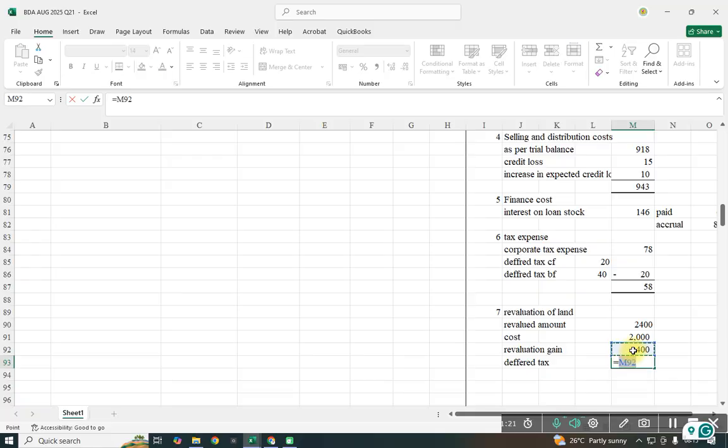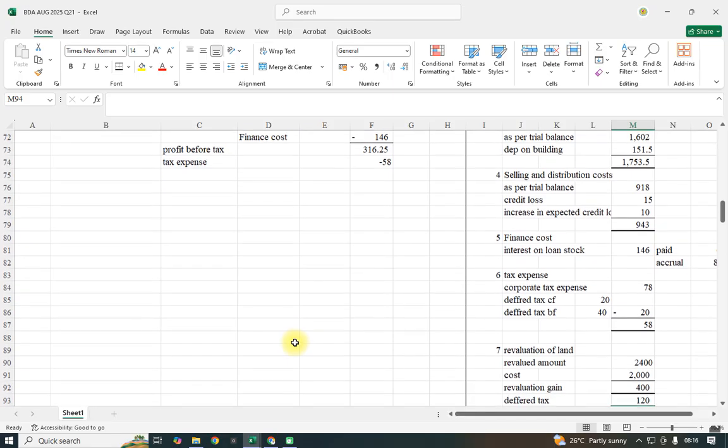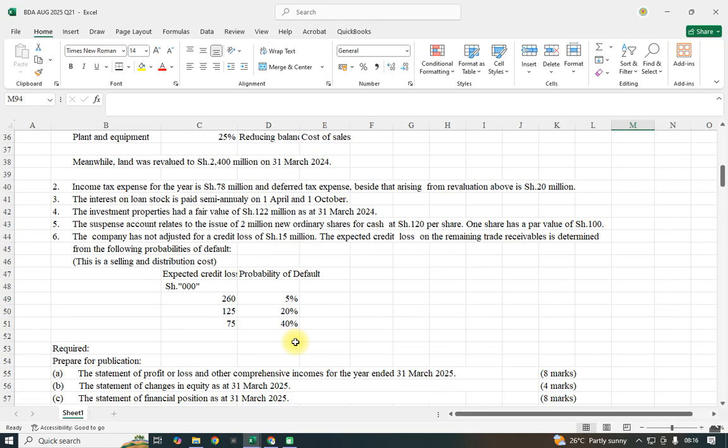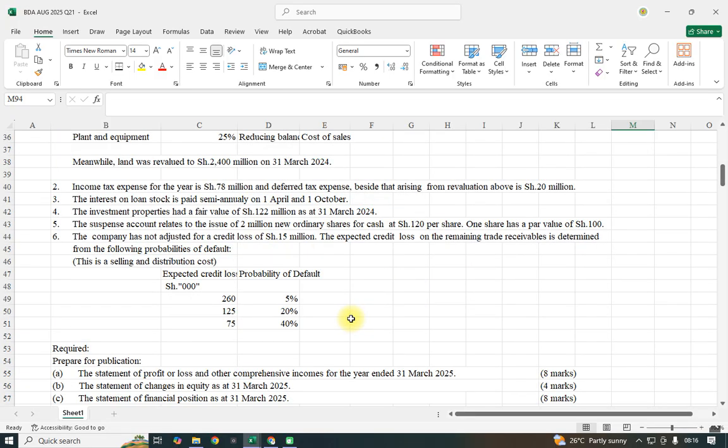So here we shall take this by 30. I've made an assumption because this one was yet to be calculated. So we shall have a deferred tax of 120 arising from the revaluation of land. And that is why the deferred tax expense beside that, arising from revaluation above, is 20. So this one was 20, but doesn't include the one for revaluation.